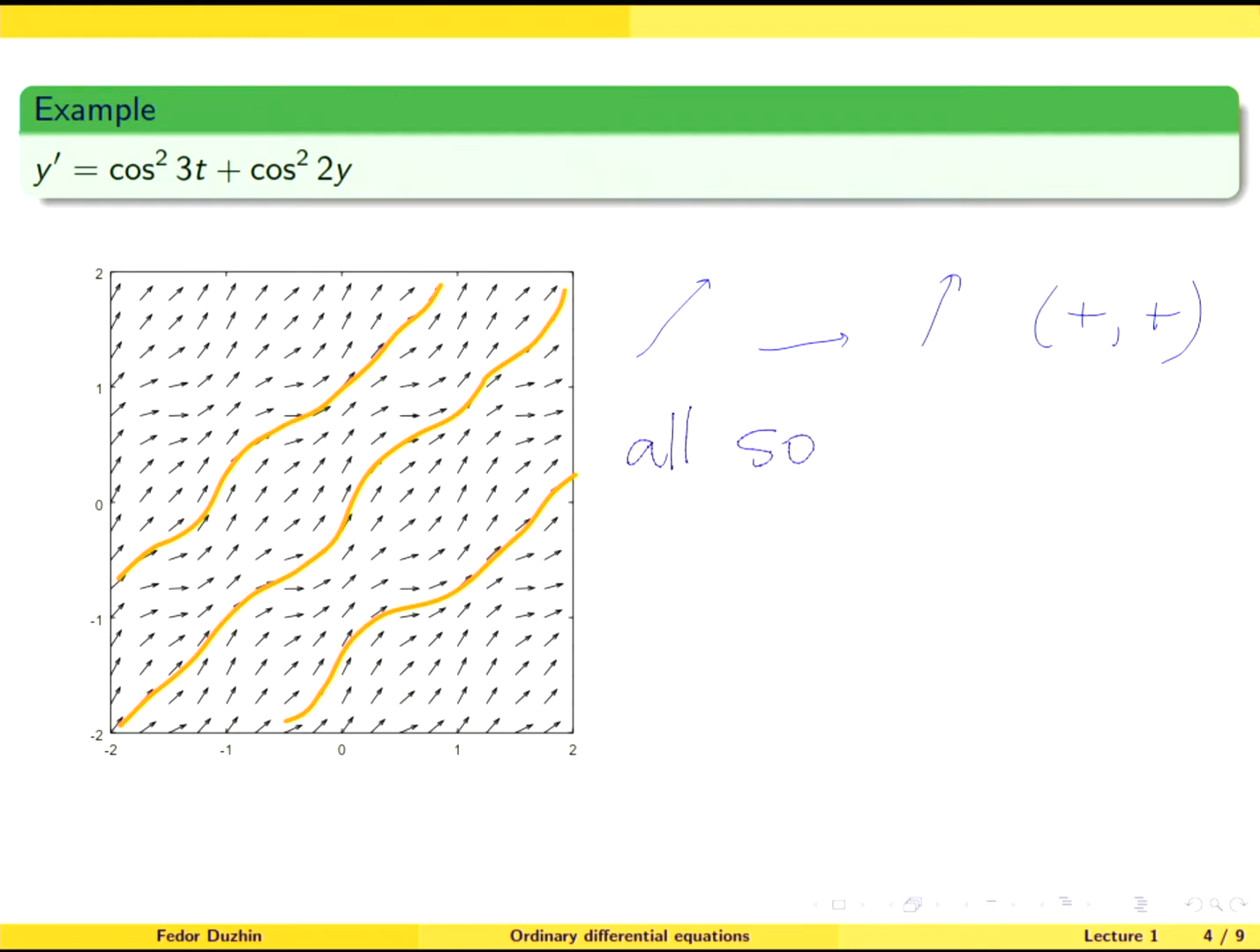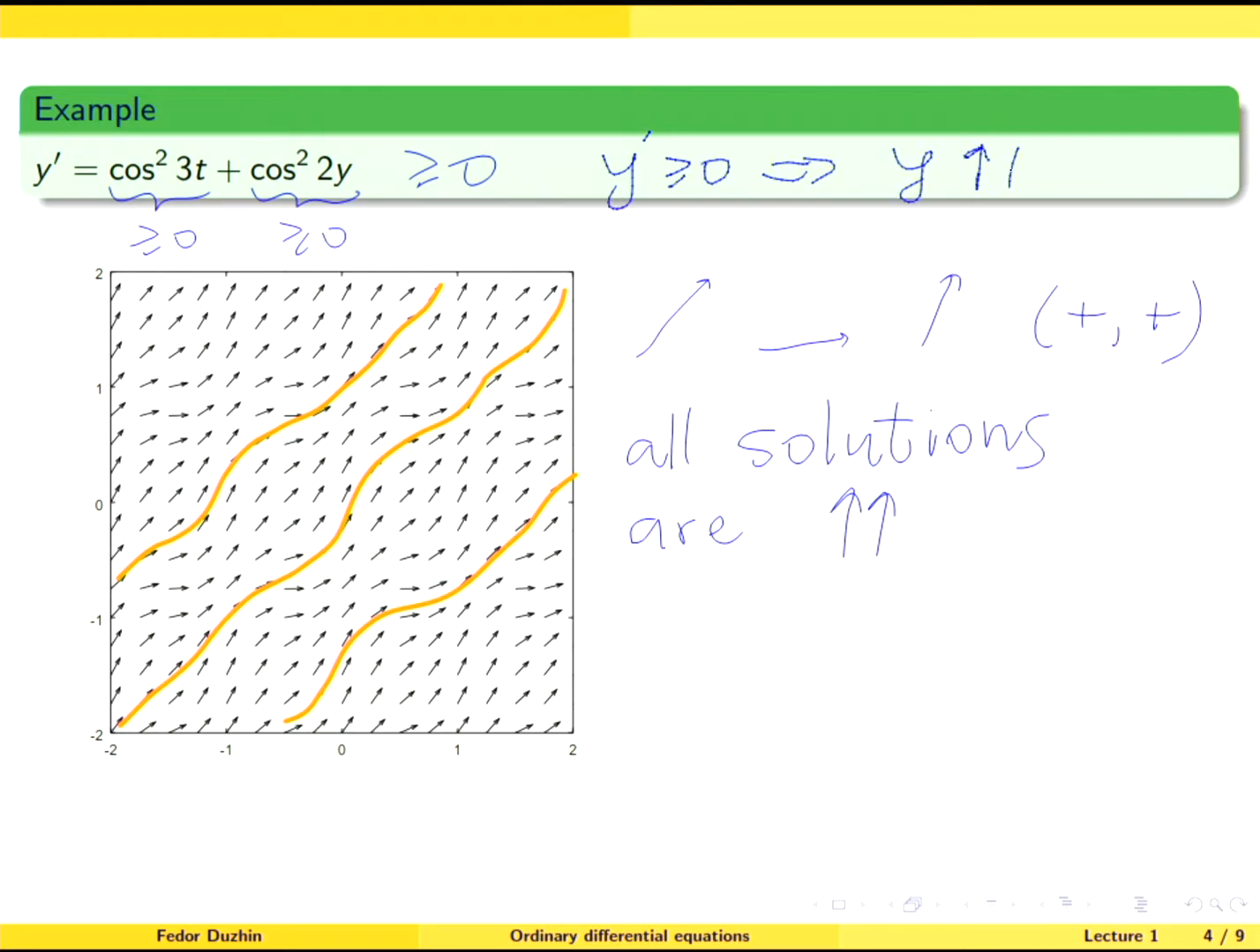All solutions are, I will write like this, increasing functions. Well, but notice that you can also tell it from the original differential equation, because the right hand side is the sum of two squares, and the square is of course always non-negative, so the right hand side is non-negative. But if y prime is non-negative, then y itself is an increasing function.